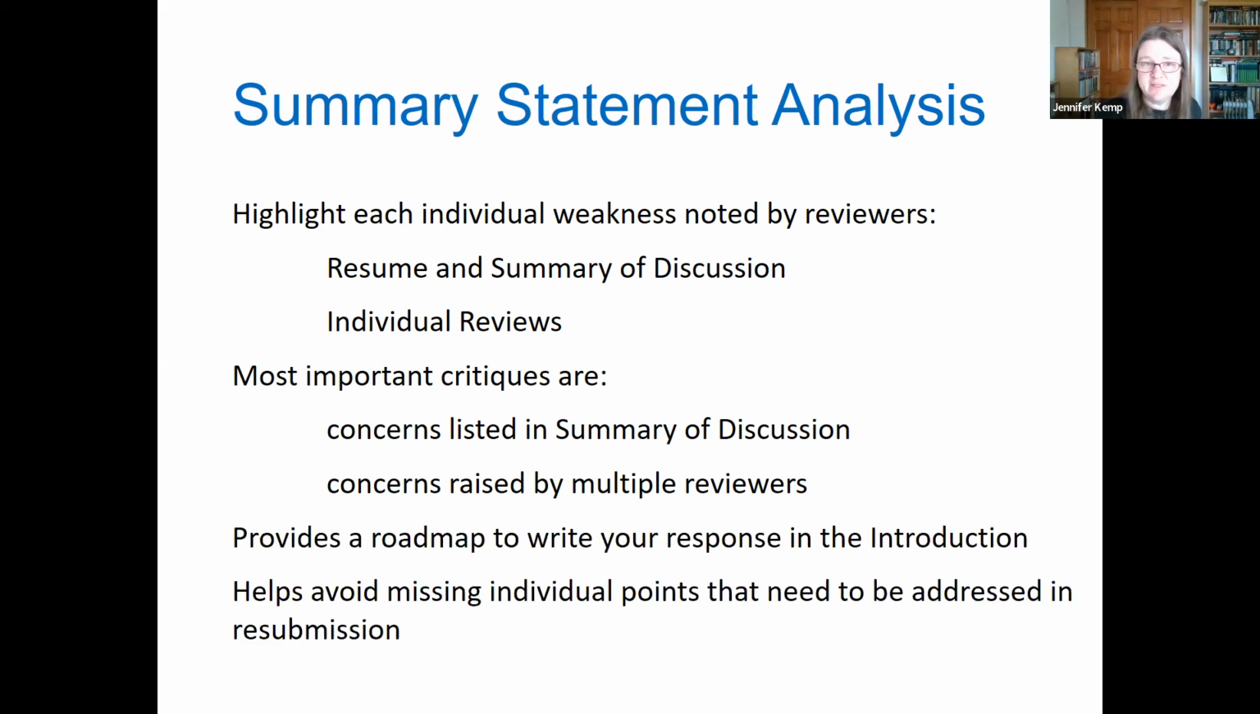So if you do this and go through line by line, highlighting your summary statement, it can provide you a roadmap really to start writing your response in that one-page introduction. And it also helps you avoid missing any individual points that need to be addressed in resubmission, especially because you might be a little annoyed about some of these points and kind of psychologically just prone to dismiss them or ignore them. But I think actually going through line by line helps you hopefully not do this.